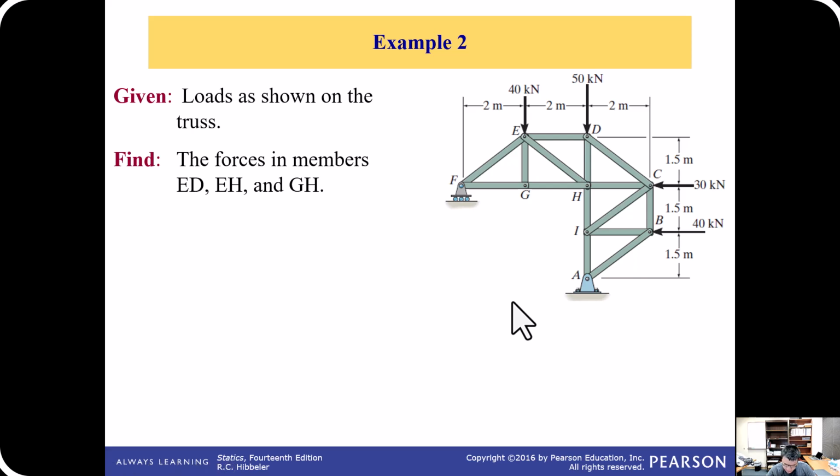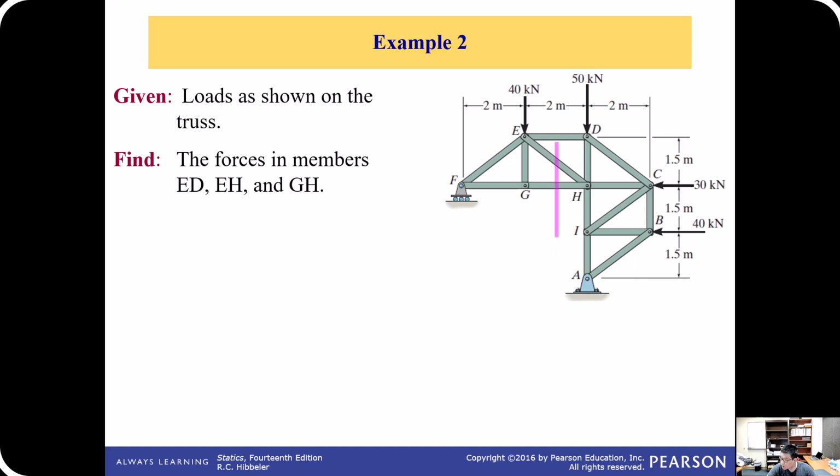Example 2. Here is a truss. You need to find the forces in members ED, EH, and GH. Before looking into my solution, you can pause this video a little bit and think about where to cut. That's the first question we need to think about when we are dealing with the method of sections.